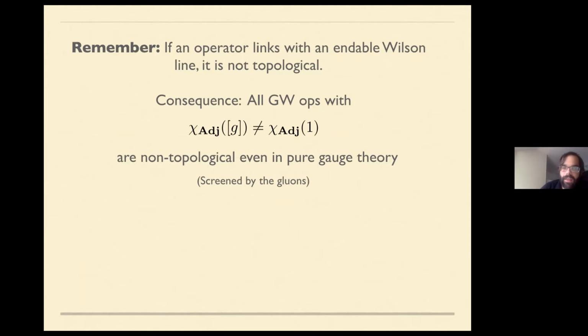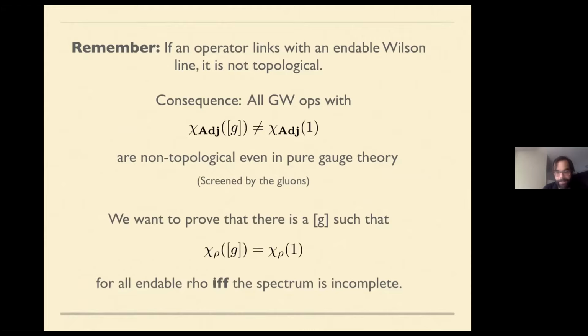But still, there's a non-trivial question. We want to understand if completeness of the spectrum of Wilson lines is the same as saying that there are no topological Gukov-Witten operators. So what we want to prove really here is that you can have topological Gukov-Witten operators, that is to say, operators that satisfy this equation for all endable Wilson lines rho. What we want to prove is that this thing can only happen if the spectrum is incomplete, if the set of all representations is missing some reps. So that's what we want to prove. Is it clear why we want to prove it?